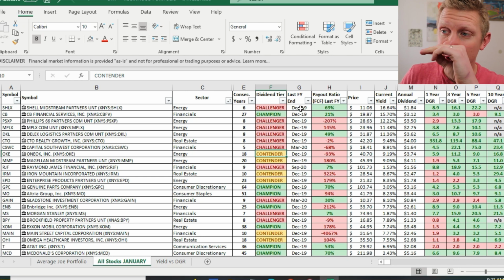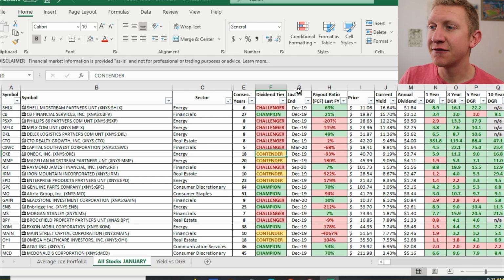Now, we also include in there the last fiscal year end and the payout ratio, free cash flow last fiscal year. So the standard for dividend payout ratio is to look at net income. However, I think this is flawed fundamentally because net income includes a lot of different paper expenses that don't make their way into actual cash flow. And cash flow to the business is what is going to be the ultimate determining factor for whether or not a dividend can be paid.